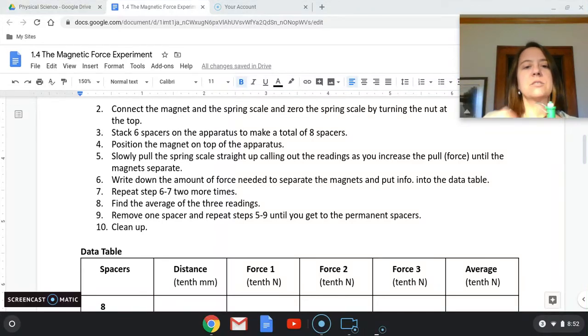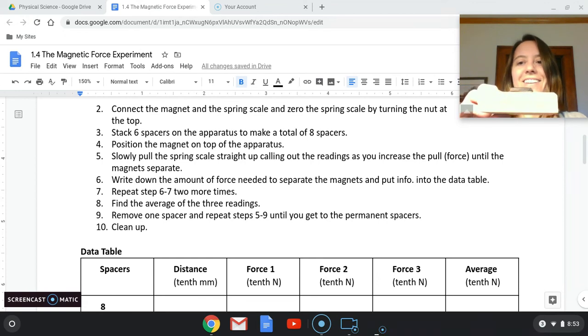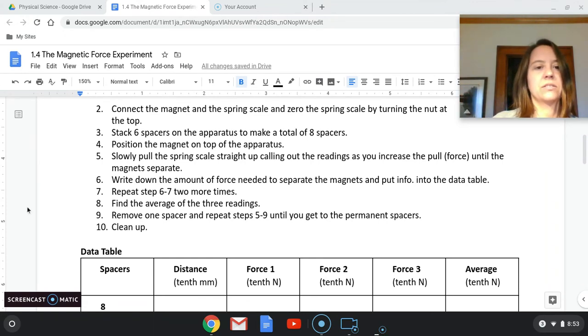Then I'm going to stack 6 spacers on the apparatus to make a total of 8 spacers. So you can see that there's already 2, and then I'm going to add 6 more. 1, 2, 3, 4, 5, 6. Okay, so now I have a total of 8 spacers. And then I'm going to position the magnet on top of the apparatus and slowly pull the spring scale straight up, calling out the readings as you increase the pull or the force until the magnets separate.